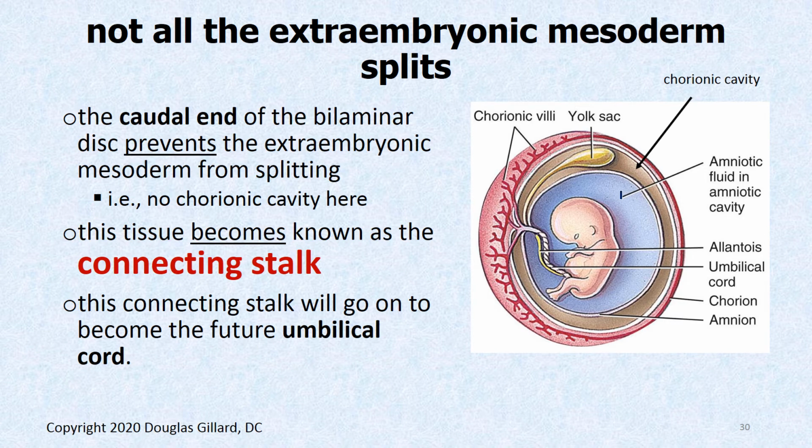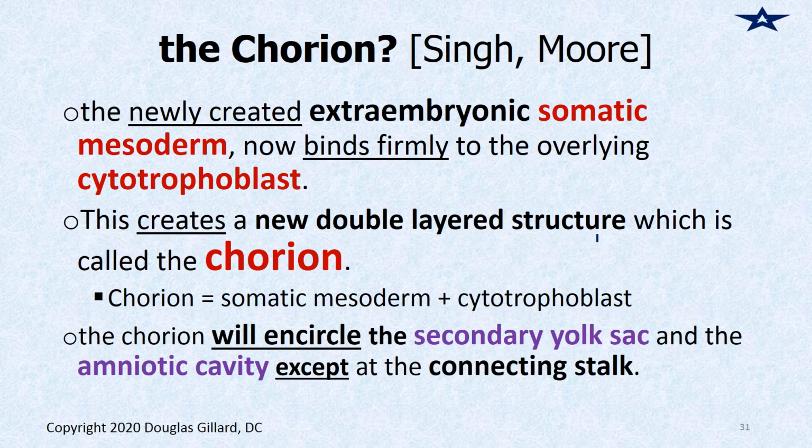Okay, and let's see. So not all extraembryonic mesoderm splits. Yep, so this is that stalk right here, and you'll see that will become the umbilical cord eventually. The connecting stalk becomes the umbilical cord. And here's the chorion. We need to talk about that. The amniotic cavity, look how big that amniotic cavity is, we haven't talked about that in a while, but that thing completely encircles the little human here eventually.